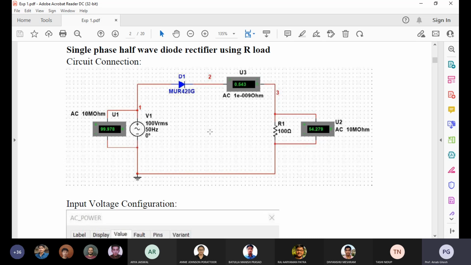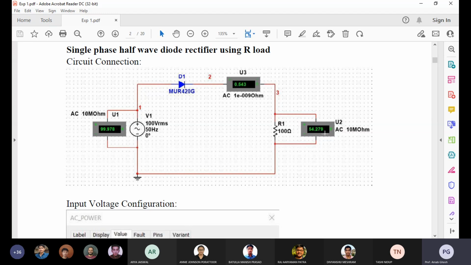Then the fourth column is your output voltage, then output current. You have to measure it. From where will you get the measurement? You can see it here, on this multimeter, digital voltmeter and digital ammeter. From here you can see the RMS and average value of your output voltage and output current.